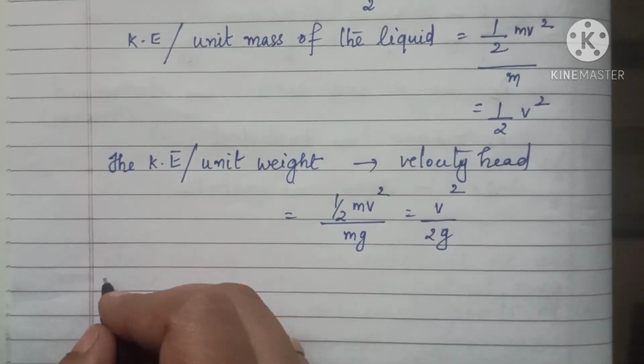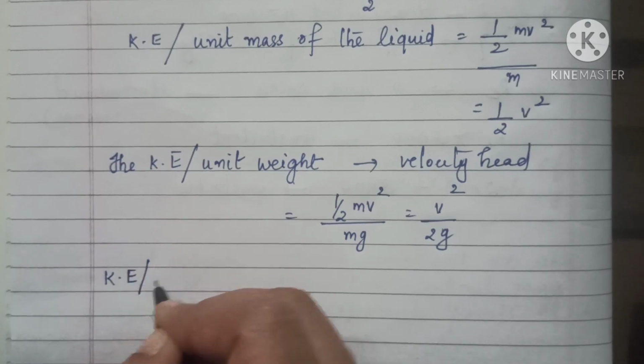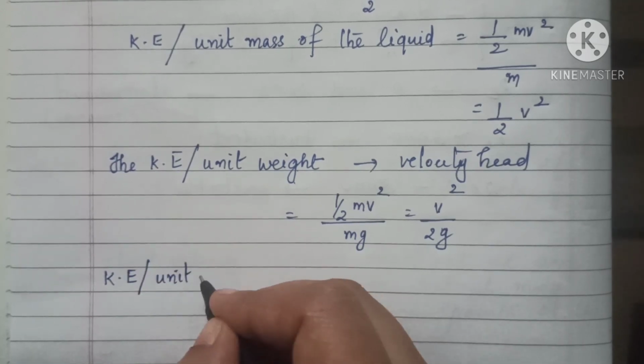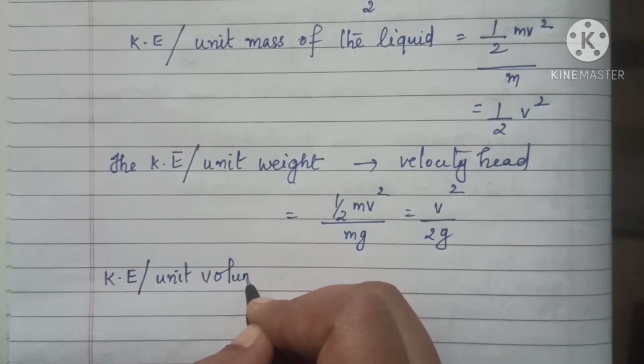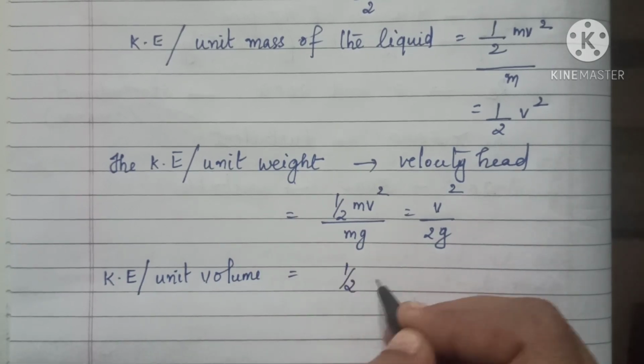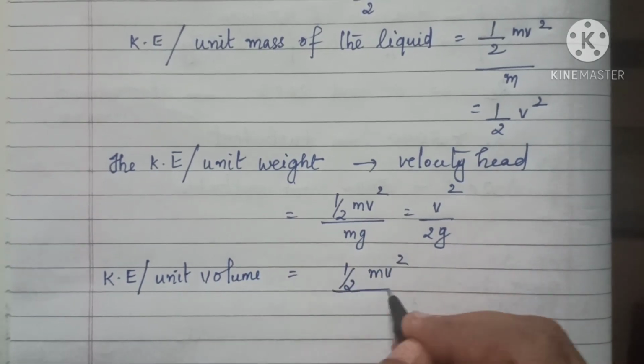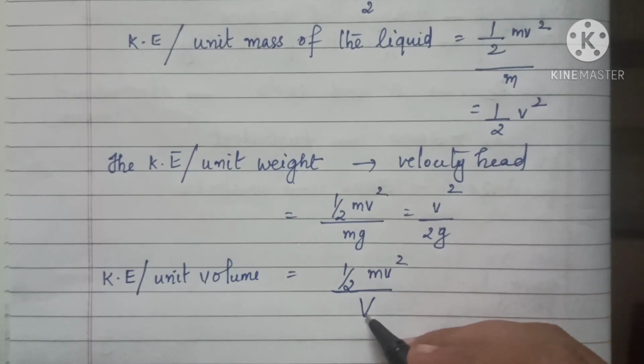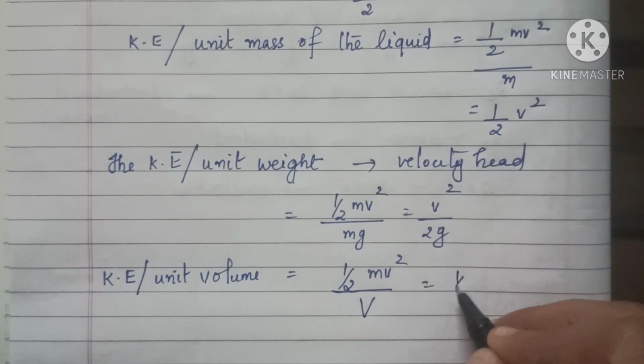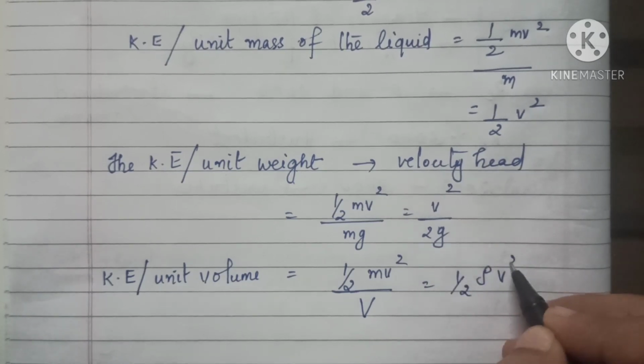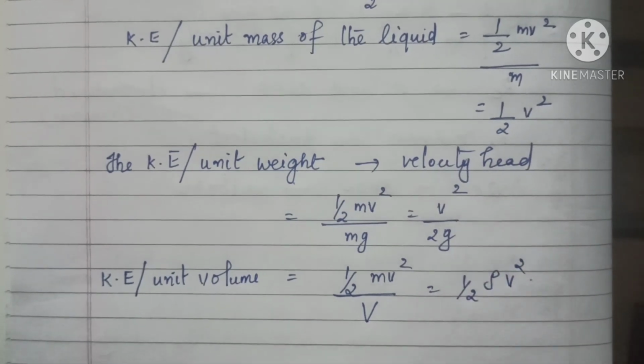Now again one more thing, the kinetic energy per unit volume. Kinetic energy per unit volume, how can you write? Yes, it is half mv squared divided by V. Now what is m by V? Mass by volume will give you the density. So half into rho v squared.